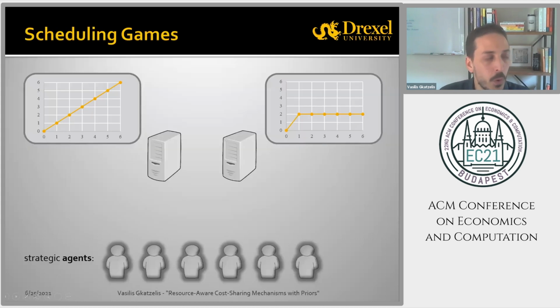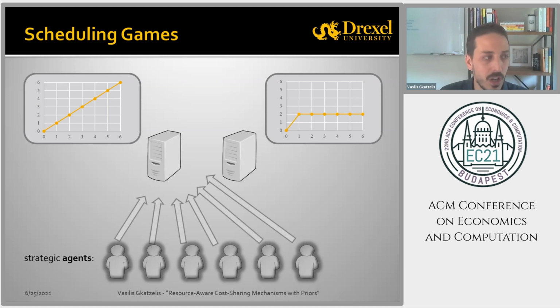In this paper, we focus on scheduling games, where we have a set of machines. Each machine has a cost function that characterizes it. And these agents are strategic. Their goal is to choose where to schedule their job. Each one has a job, and they're trying to schedule it on one of these machines. Once they choose a machine, this induces a cost on that machine that depends on this cost function. But of course, their incentive is to minimize their own cost, which is determined by a cost-sharing mechanism.